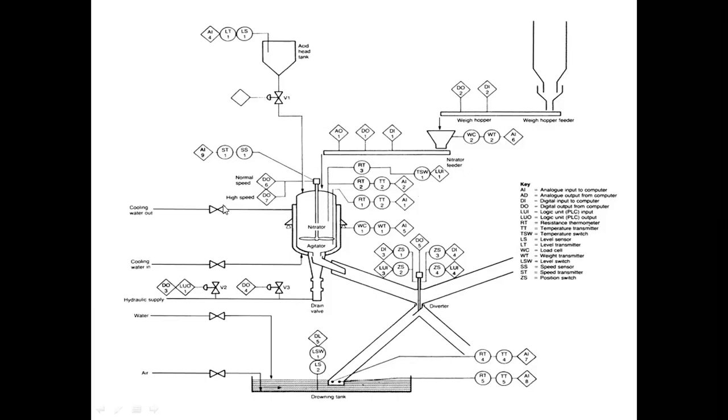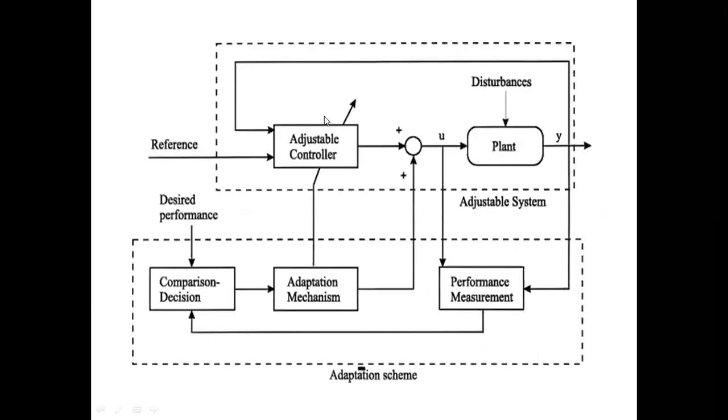Here you can see the control scheme. That is the adaptation scheme, and this is the main control system. The reference input is there, and the adjustable controller is also there. This is the summing point, or the checking point. Then it goes to the plant. The performance is also measured, and this feedback is sent to the main master controller, and it is also sent to the local controller. This is the main thing.